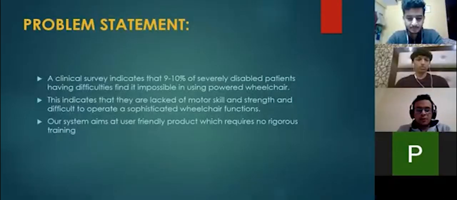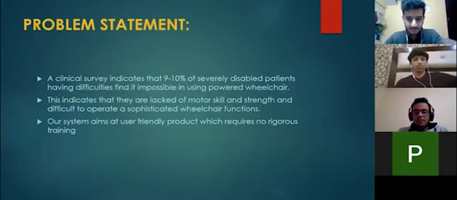So now I will talk about the problem statement. According to a clinical survey, 9 to 10% of severely disabled patients find it difficult or impossible to use a powered wheelchair. This indicates a lack of motor skills and strength, and difficulty operating sophisticated wheelchair functions. So our system aims at a user-friendly product which requires no rigorous training.